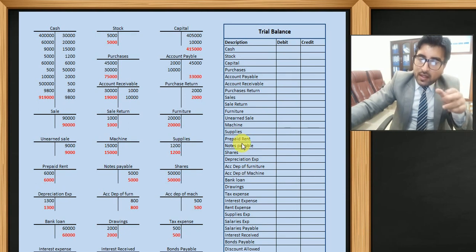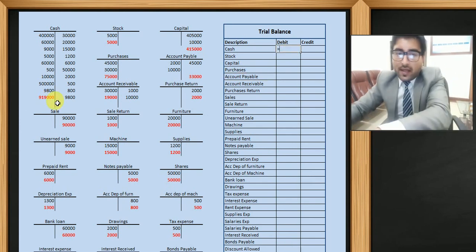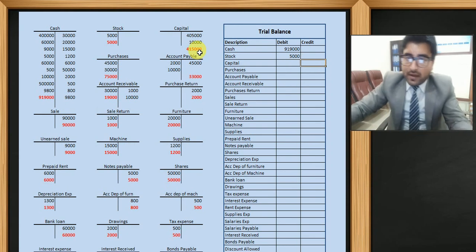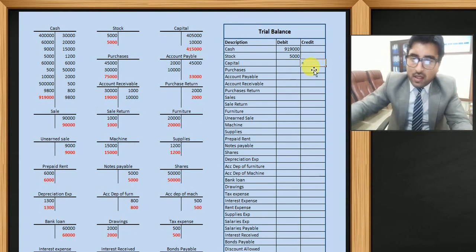Once you have mentioned all the heads of the account in the description, then you have to post their balances. How much is the balance of the cash we have? So equal sign, the cash has this much balance. Okay, how much is the balance of the stock? That is a debit balance, equal sign, and then you click on the stock balance. And then how much is the capital? Capital has a credit balance. Why? Because the credit balance goes into the credit side, so click on the credit balance.